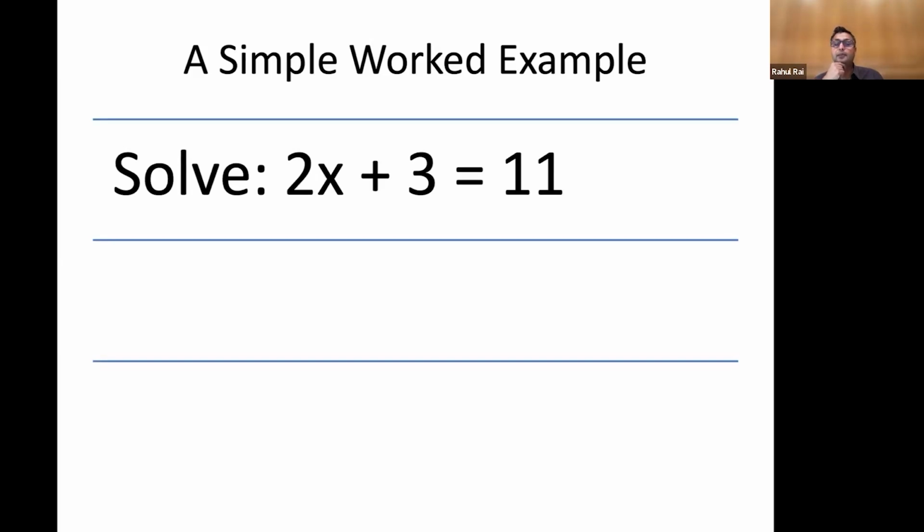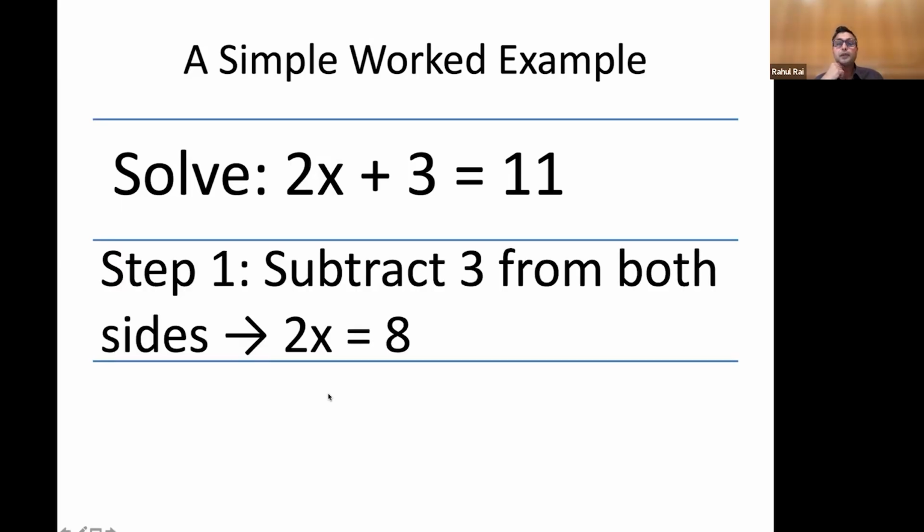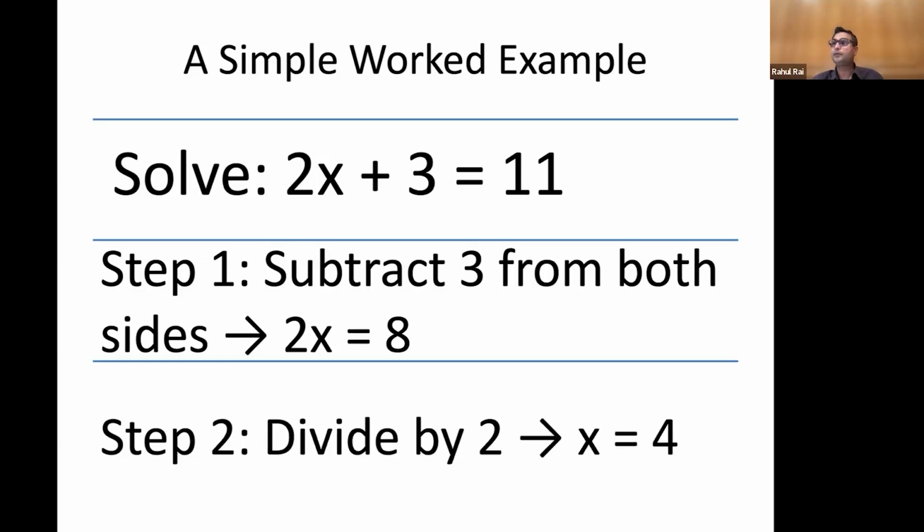So let's solve this problem: 2x plus 3 equal to 11. Obviously, the simplest one is subtracting 3 from both sides. And if we do that, we will get 2x equal to 8. That's step number 1. Step 2 will be dividing both sides by 2. So this will lead to x equal to 4.